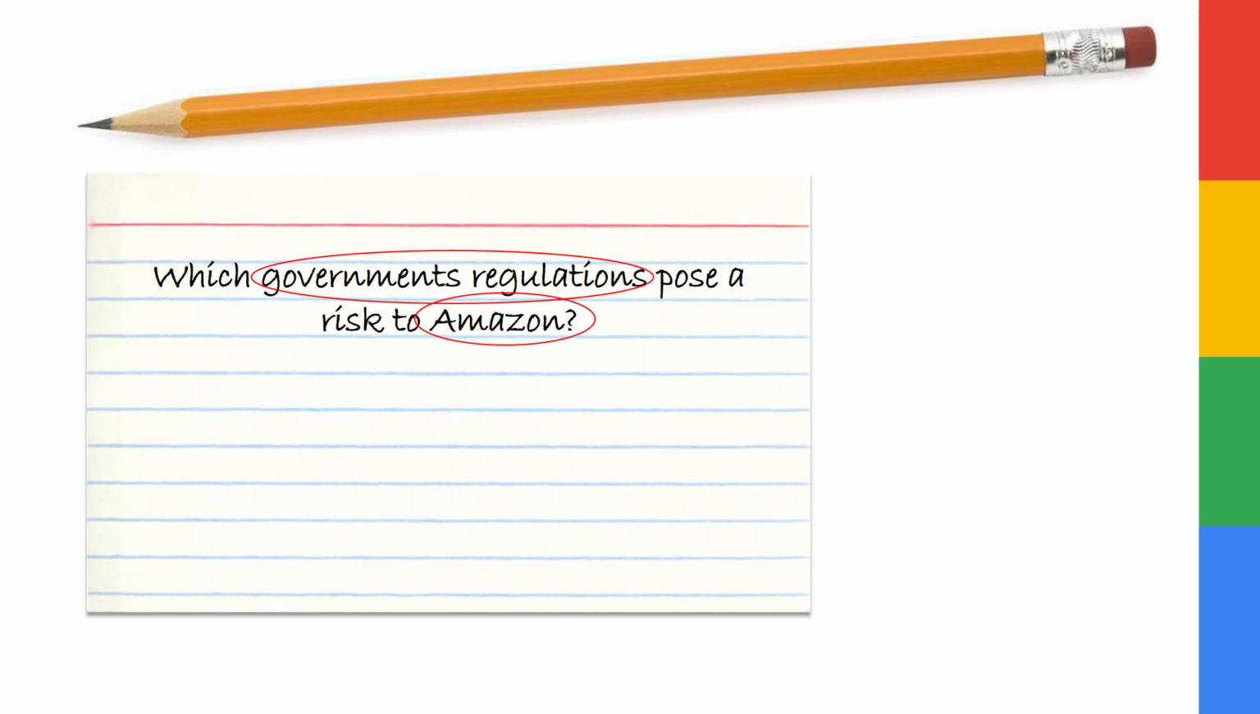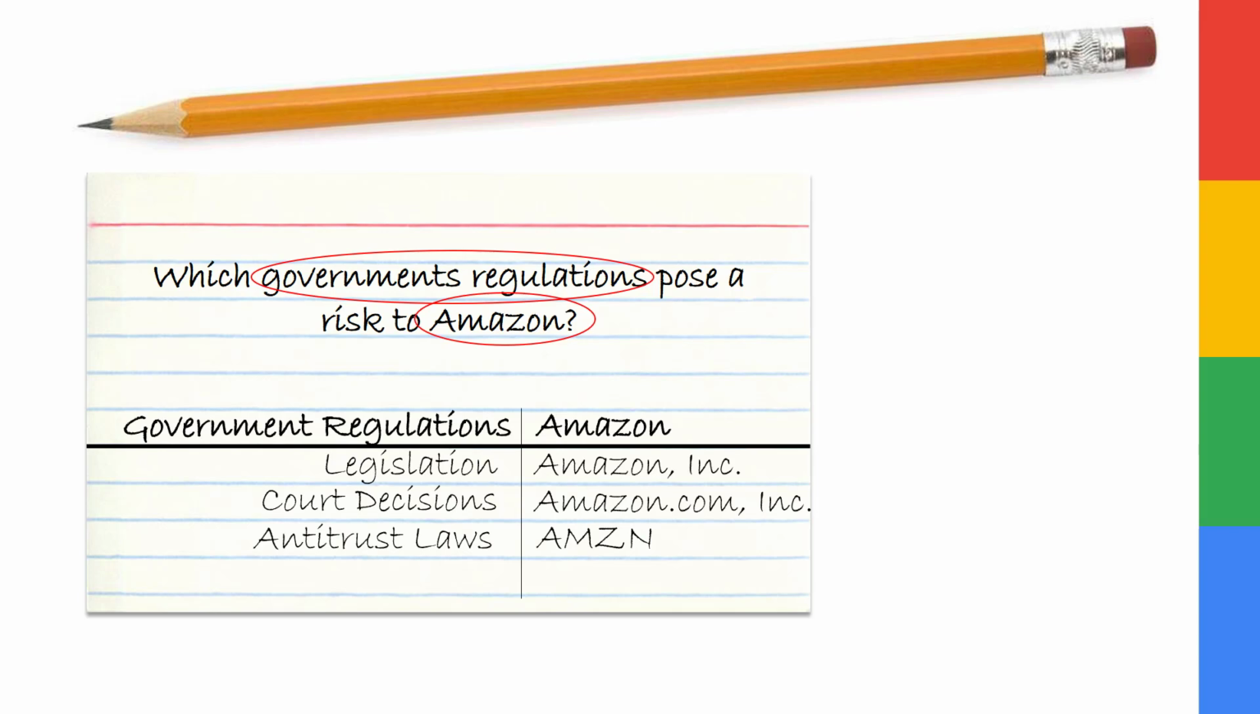Then I begin to clarify these terms, and I also think about possible synonyms and related terms. With government regulations, I could include related concepts like legislation, court decisions, or even throw in antitrust law since I have that background knowledge already. And with Amazon, I could say Amazon Inc., Amazon.com Inc., their ticker symbol AMZN, or any other identifying variant.